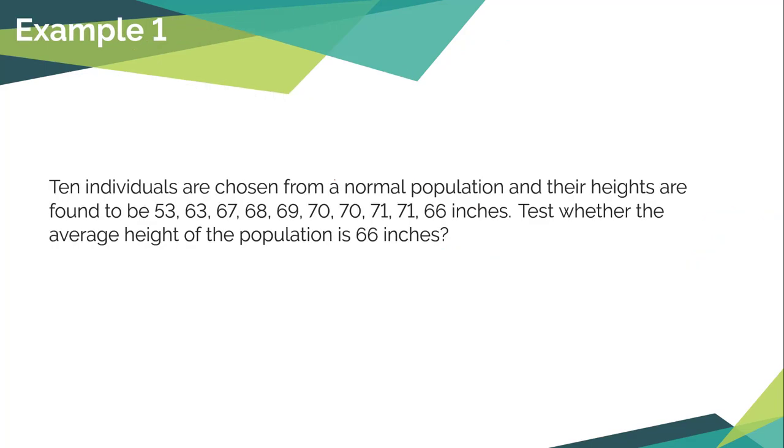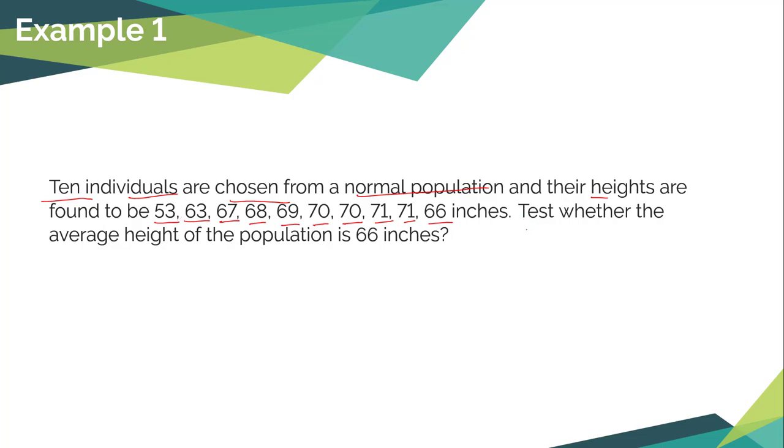Now this will be clearer if we explain the process via an example, right? So this example gives us the heights of 10 individuals. 10 individuals are chosen from a normal population and their heights are found to be 53, 63, 67, 68, 69, 70, 70, 71, 71, 66 inches, right? So these are the values given from the sample, the property of the sample.